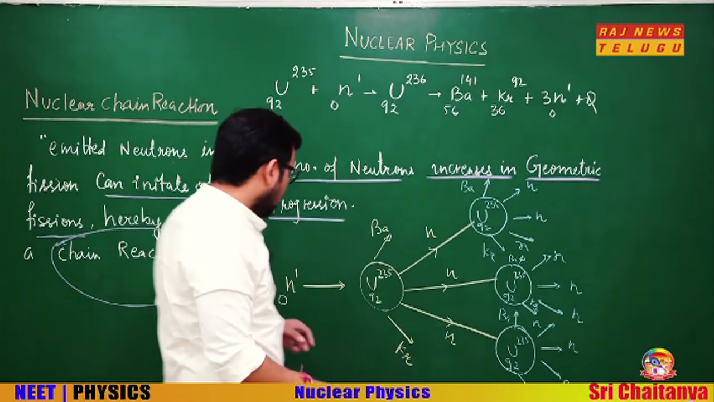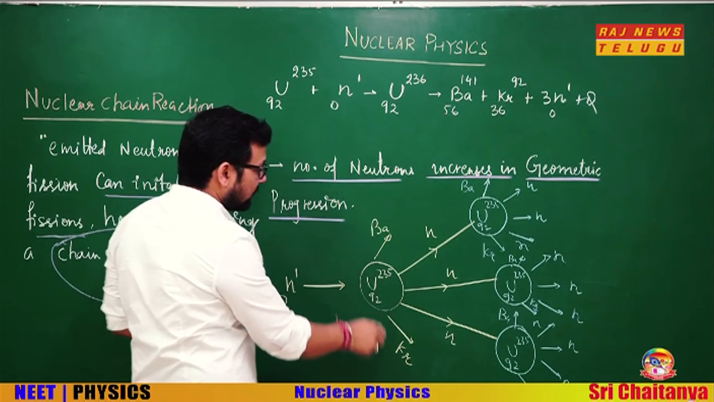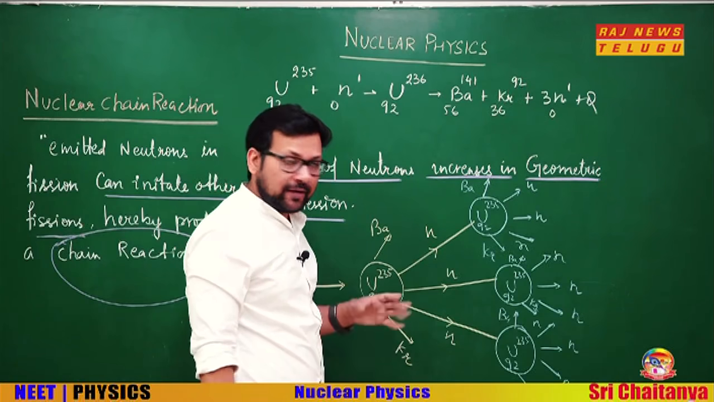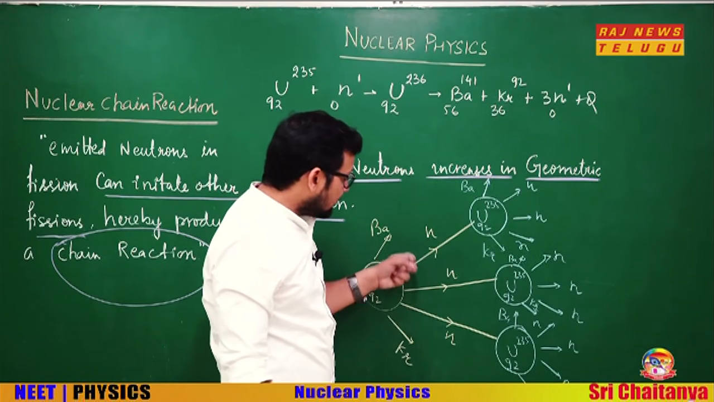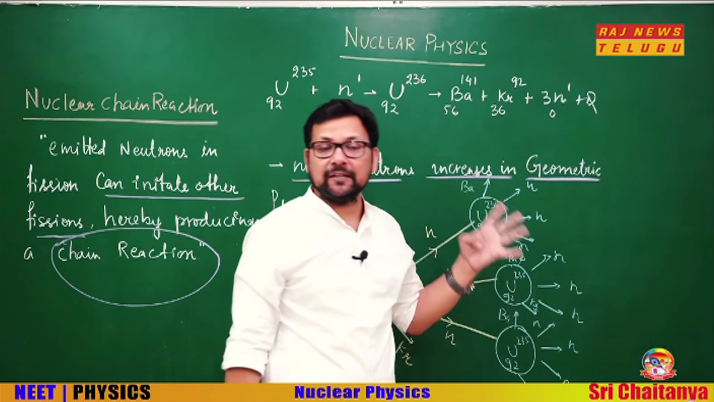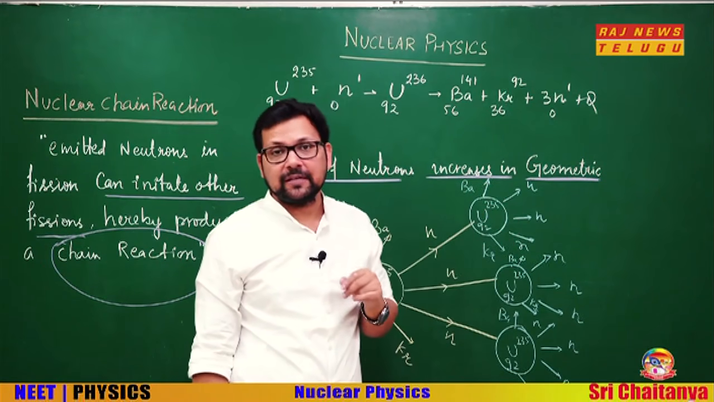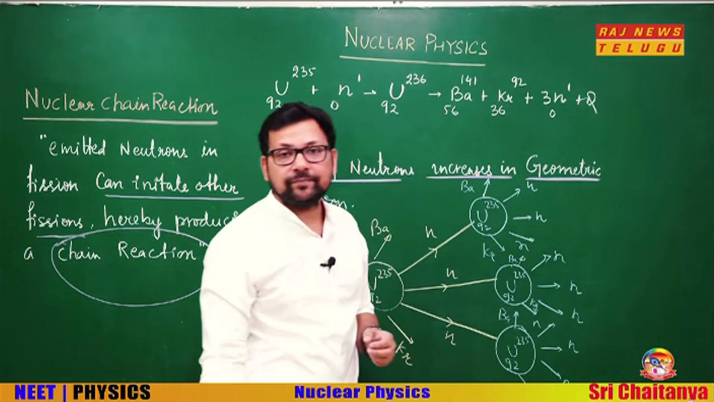See here, this is one neutron bombarding U-235, giving barium and krypton, fine. But along with them, there are 3 neutrons. Now these 3 neutrons hit 3 other uranium-235 nuclei. Again 3 neutrons, 3 neutrons, 3 neutrons.